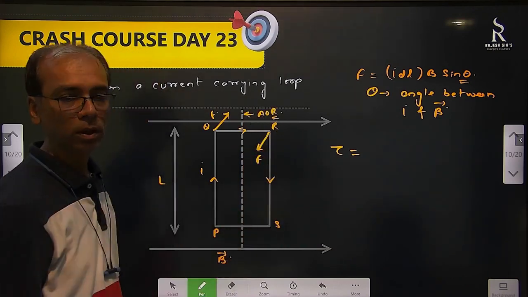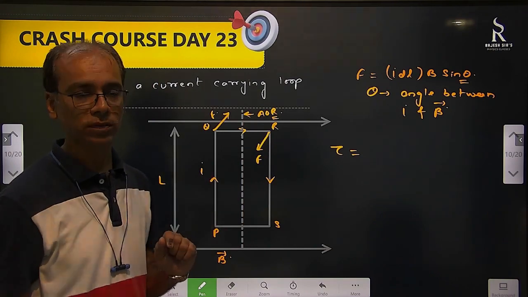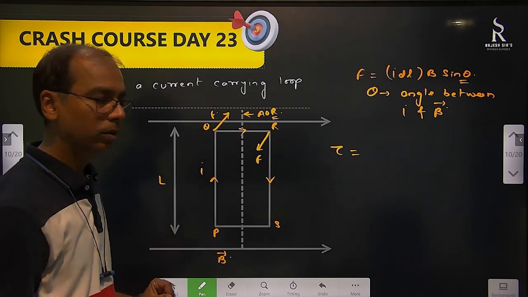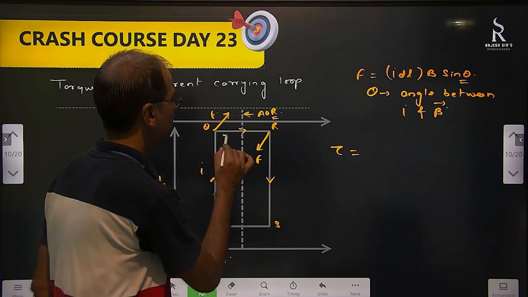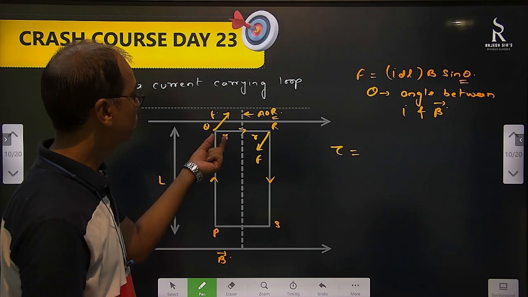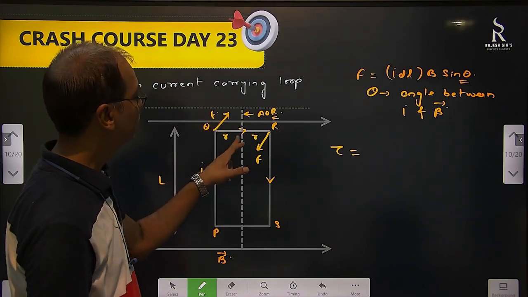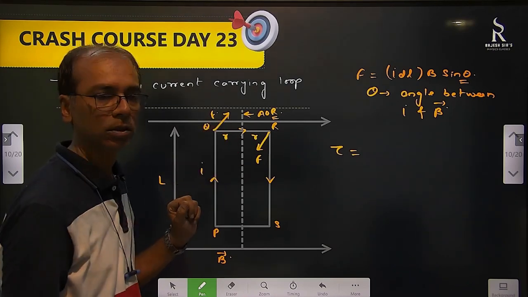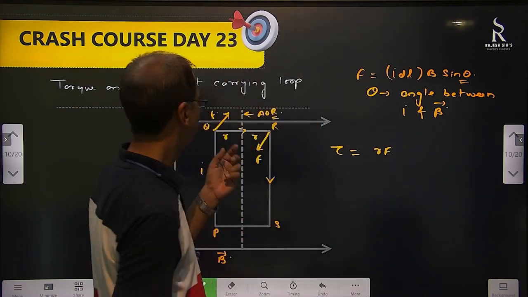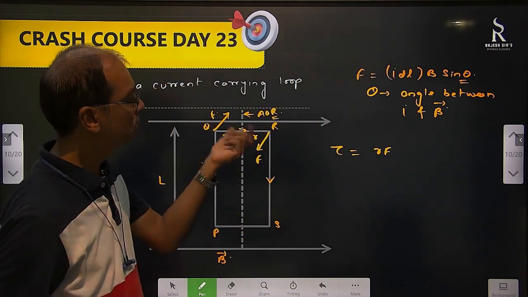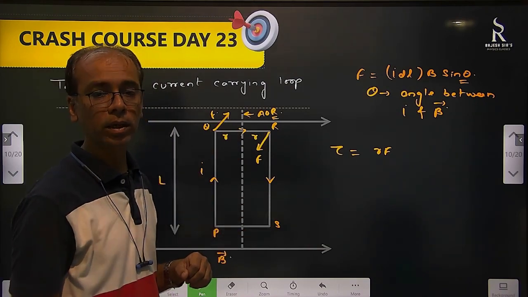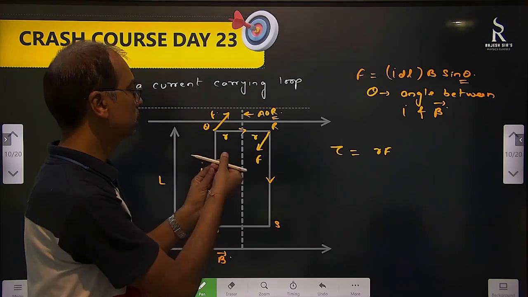So what you will do? What is torque? Torque is R cross F. What is R over here? This is R. Let's say this is R and this is also R. So torque is equal to R cross F. Now what is the angle between R and F? 90 degrees. So I'll say torque is RF, which is produced by this force. What about this force? This is also RF. So shall I add or subtract? I need to add. Why? Because both are producing the torque in the same direction.